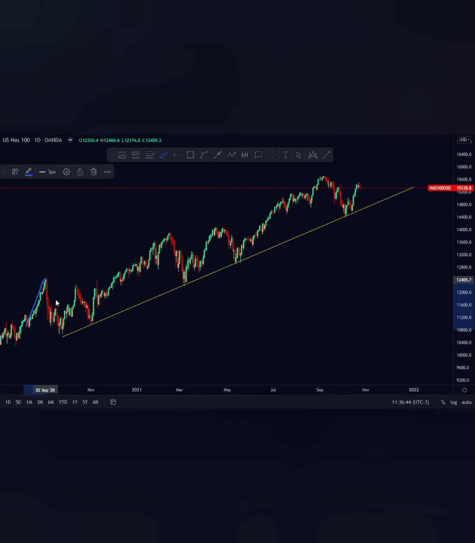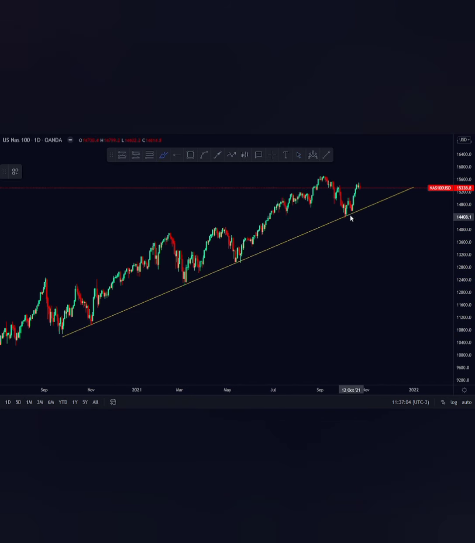A high, a low, a higher high, higher low, higher high, higher low, higher high, higher low, higher high, higher low, higher high, higher low. We are anticipating what? A new all-time high. Currently, Nasdaq is heading towards a new all-time high, because it's from what?